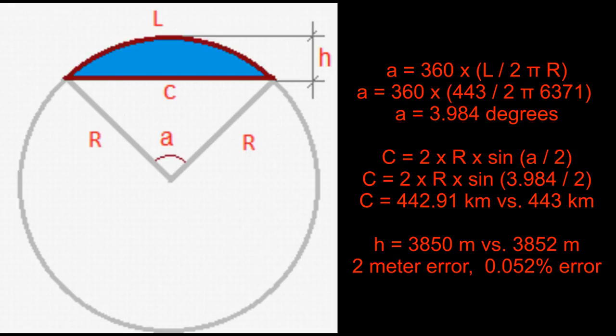Next, we'll calculate the bulge using the method used in the original video. H equals 3,850 meters versus the 3,852 meters in the original calculation. This is a 2-meter error, or 52 thousandths of 1% error.